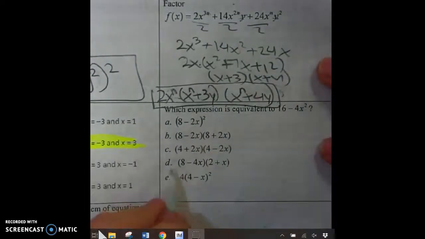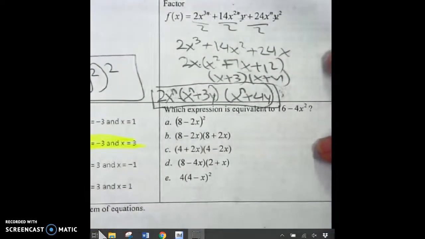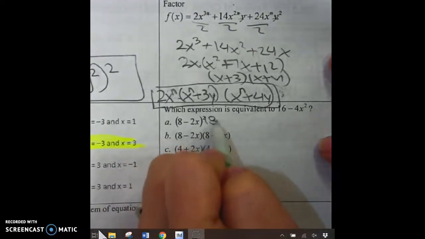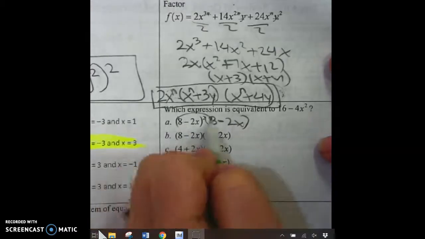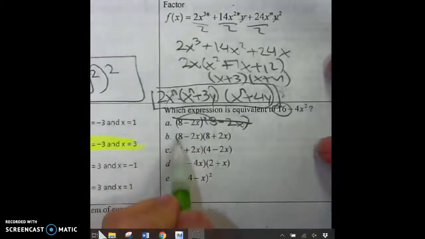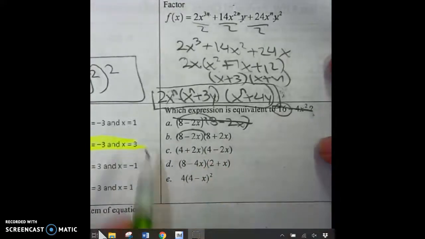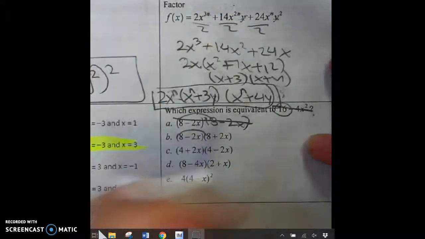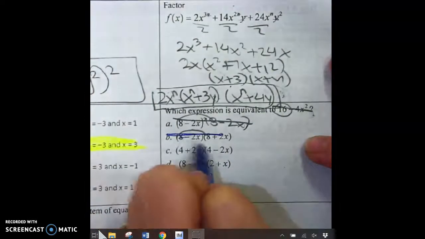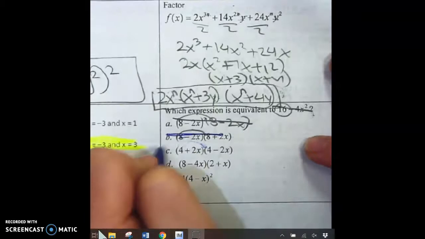All right, so there's different ways to approach this. I could box this out. If I box this out, 8 times 8 is 64, but this says 16. That's out. 8 times 8 is 64. That says 16. That one's out. Okay, I'm going to pen. This is 16 minus 4 squared, so that works.